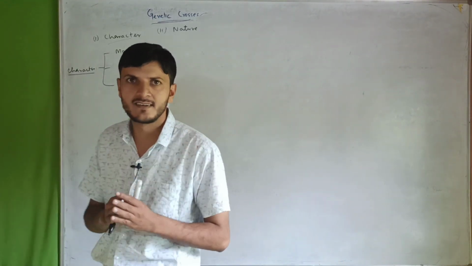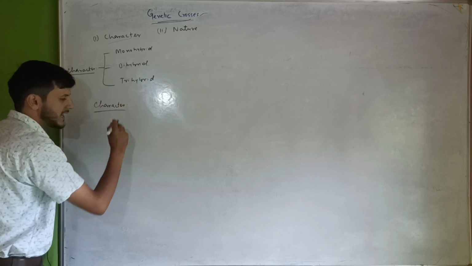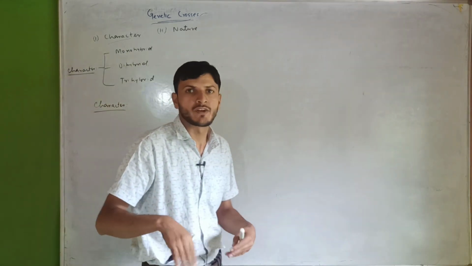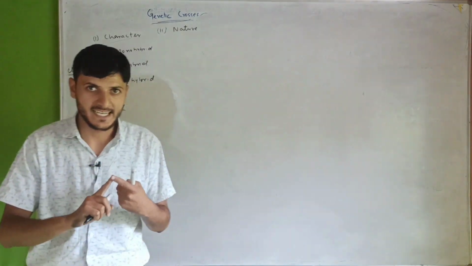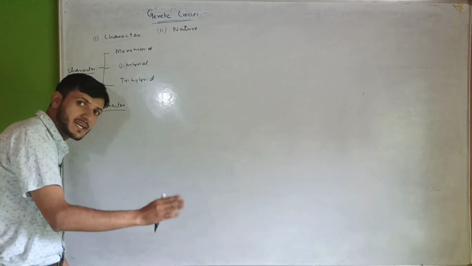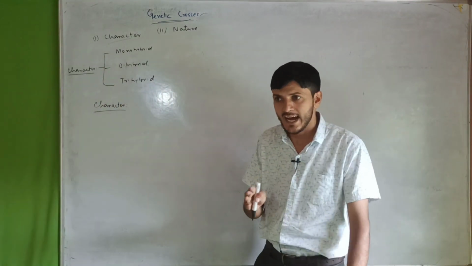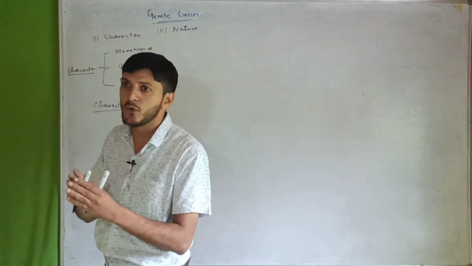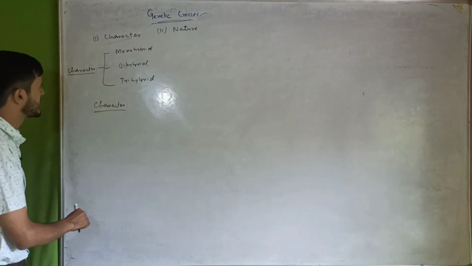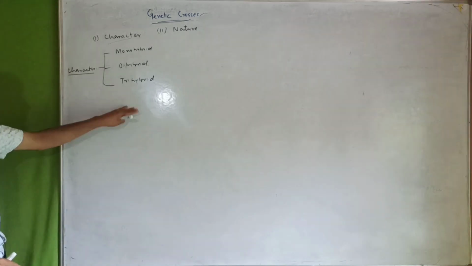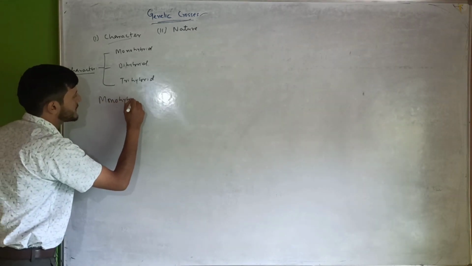As you know, every character has two different forms, two contrasting traits. Each character has two different forms which are known as contrasting traits, and every trait is encoded by two alleles. On the basis of character, firstly we'll study monohybrid cross.